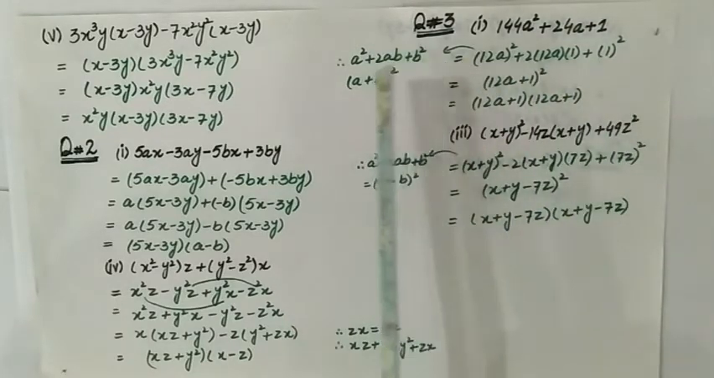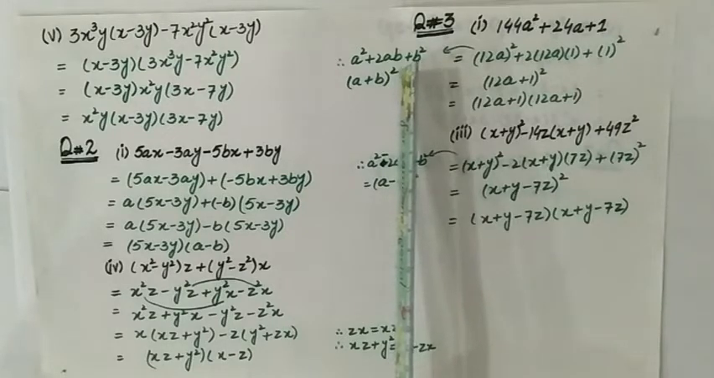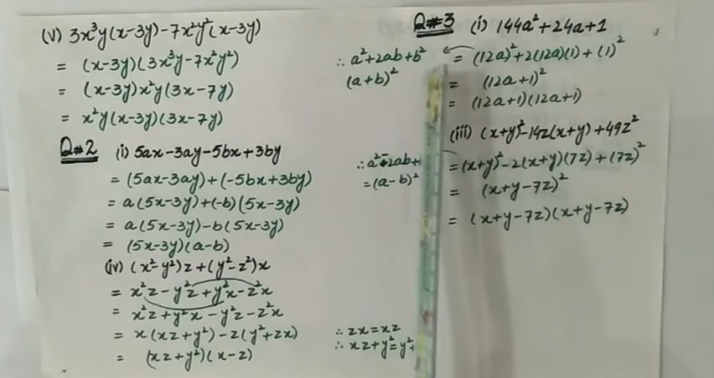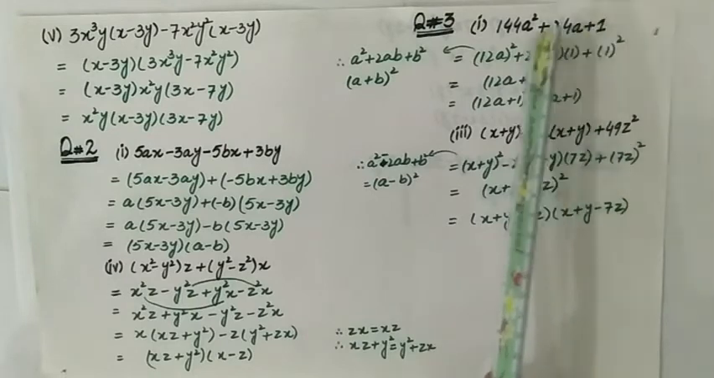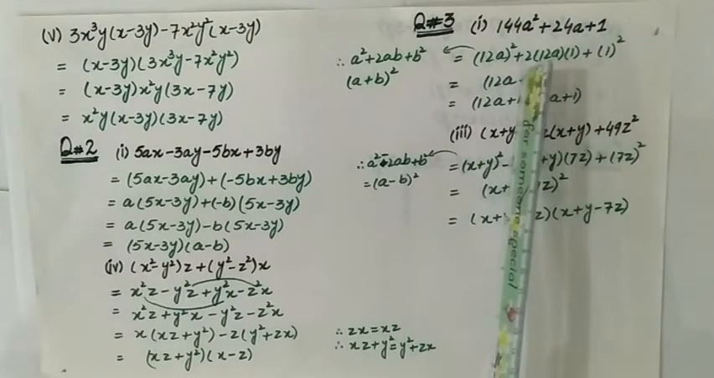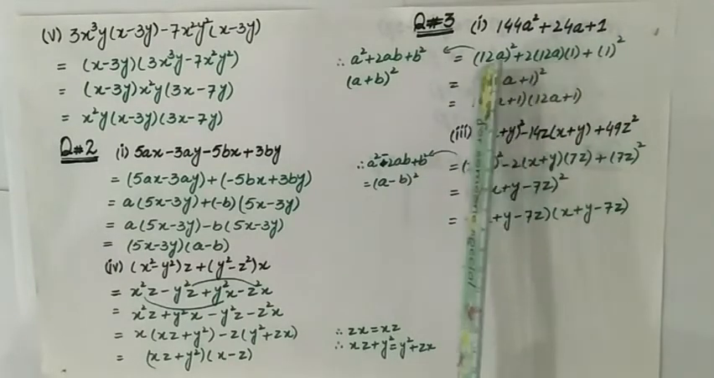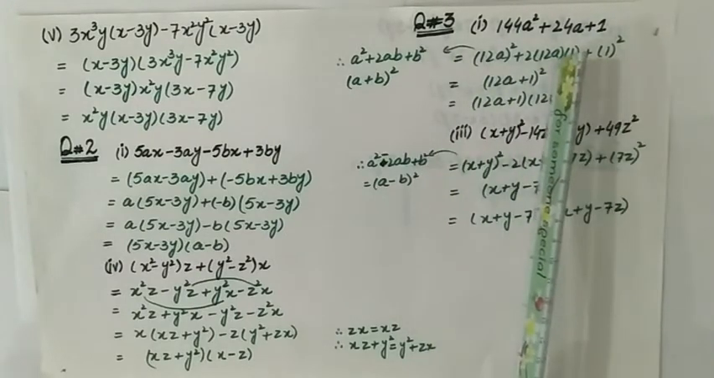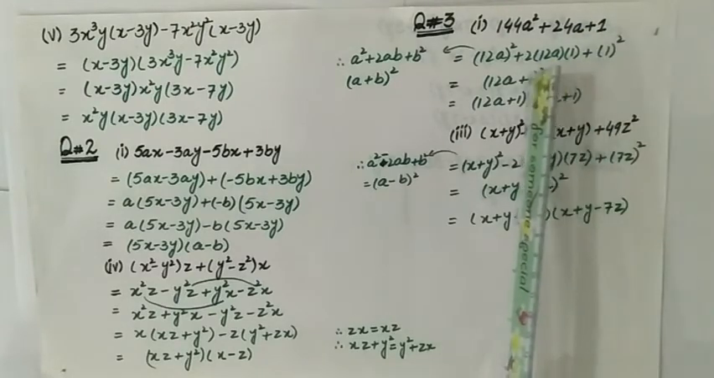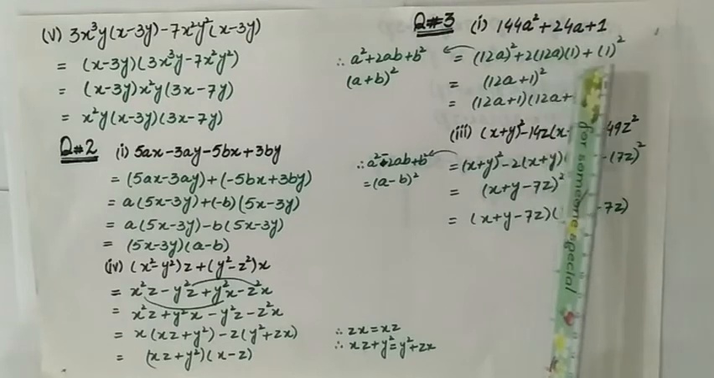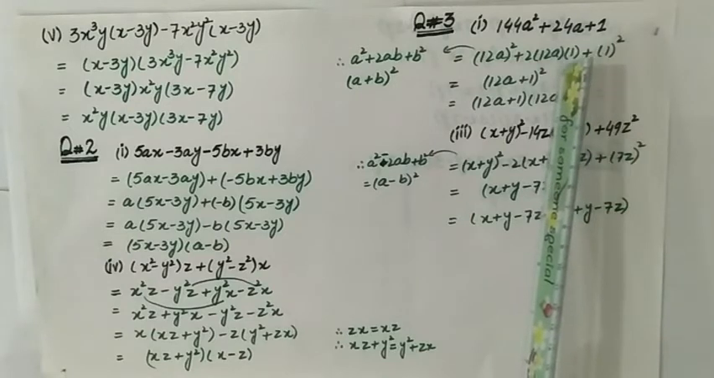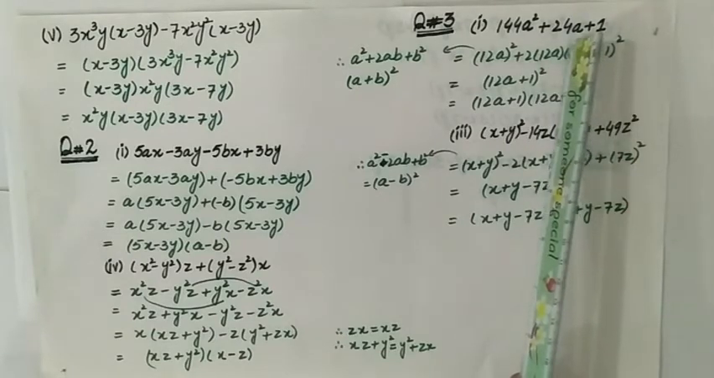According to this formula, we will require 2ab in the center. This 12a is equal to a square according to this formula. This is the b square, and in the center, at the place of 24a, we will require 2ab. According to this formula there is 2, a is 12a and then b is 1. After multiplying, it will become equal to 24a and there will be no difference. 2 into 12 is 24, multiplied with a, 24a, multiplied with 1 is 24a. So after multiplication, it will become equal to 24a.